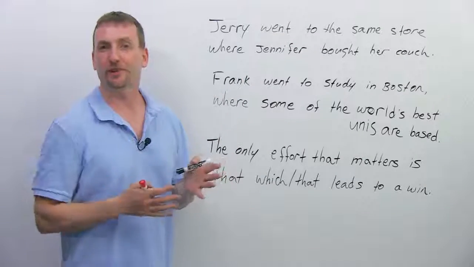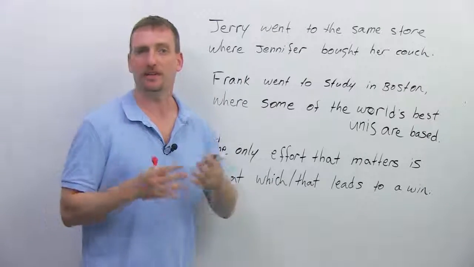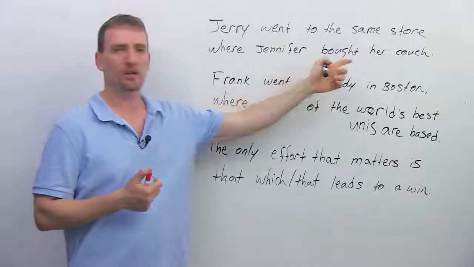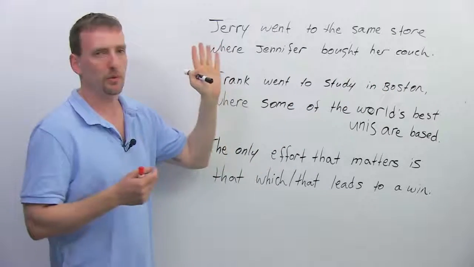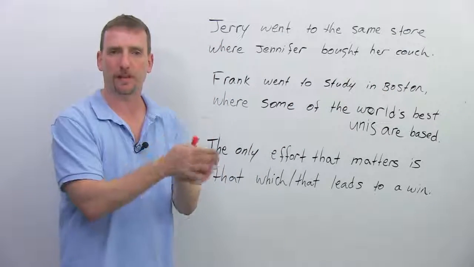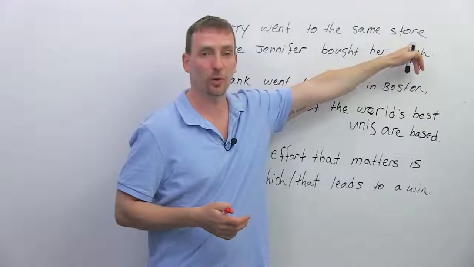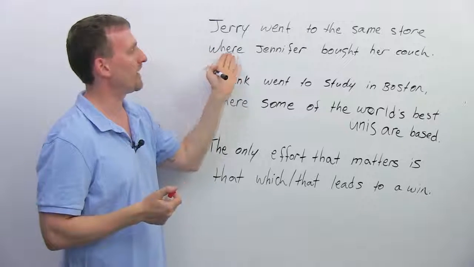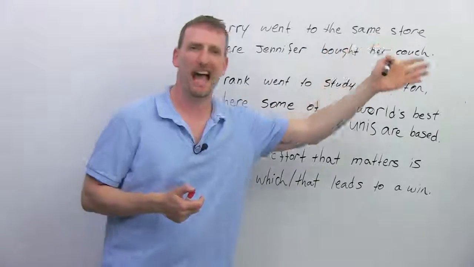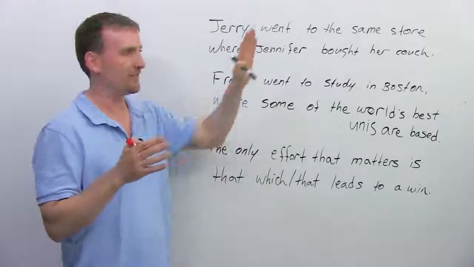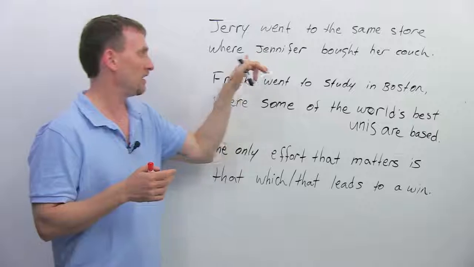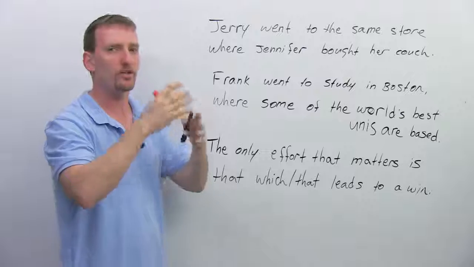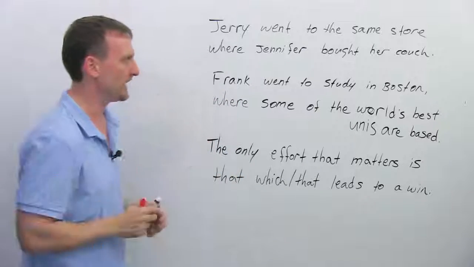Okay, let's look at a few more samples and we'll get into a little bit more detail about what's going on. Jerry went to the same store where Jennifer bought her couch. So now, Jerry went shopping for a couch and he went to a particular place. So he went to the same store where? So now I'm pointing to a place, the store. I could say the same store that Jennifer bought her couch at, but not a very good sentence. If it's a place, I can point to it as a place. Just use where. I'm going to show you after a different way to say it using at which or whatever, a preposition plus which. We're going to get to that.